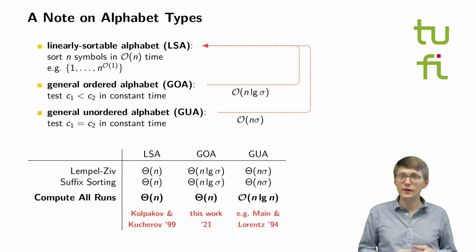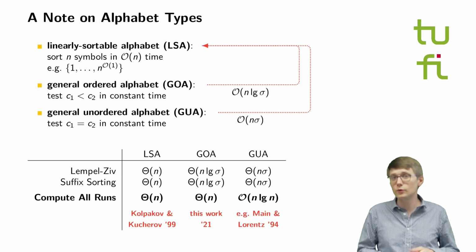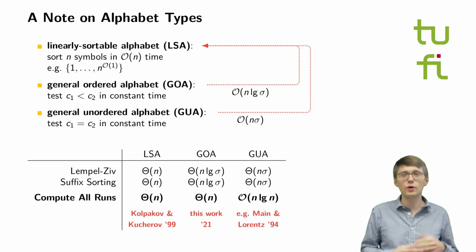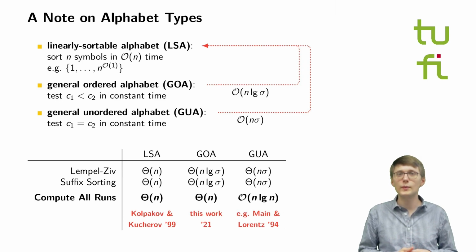And even for general unordered alphabets, we can achieve n times log n time. For example, by using a straightforward modification of an over 25-year-old algorithm by Main and Lorentz. So this means that computing all runs over a string takes fewer character order comparisons and fewer character equality comparisons than computing the Lempel-Ziv decomposition or computing the suffix array.